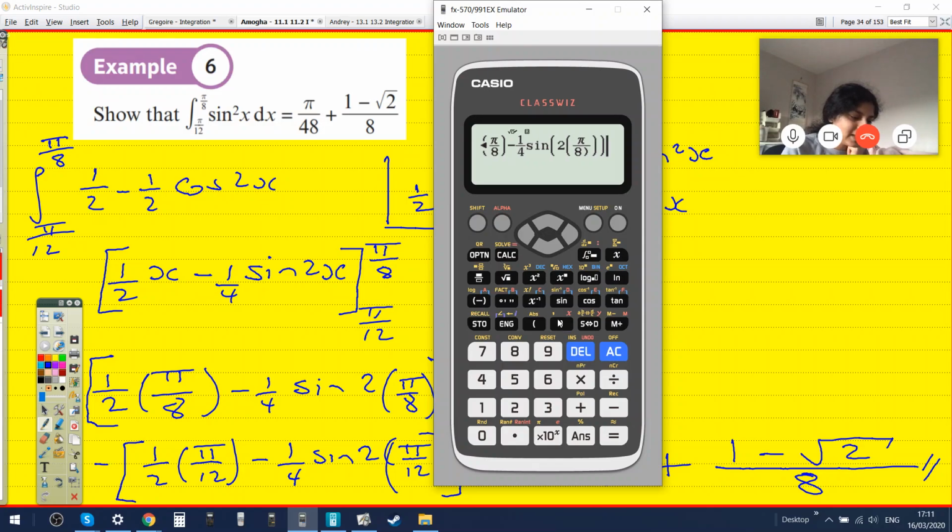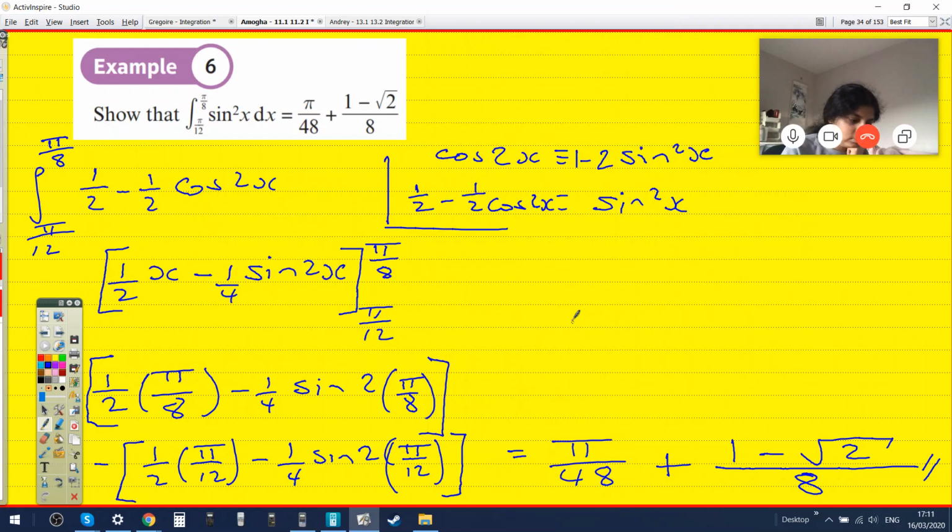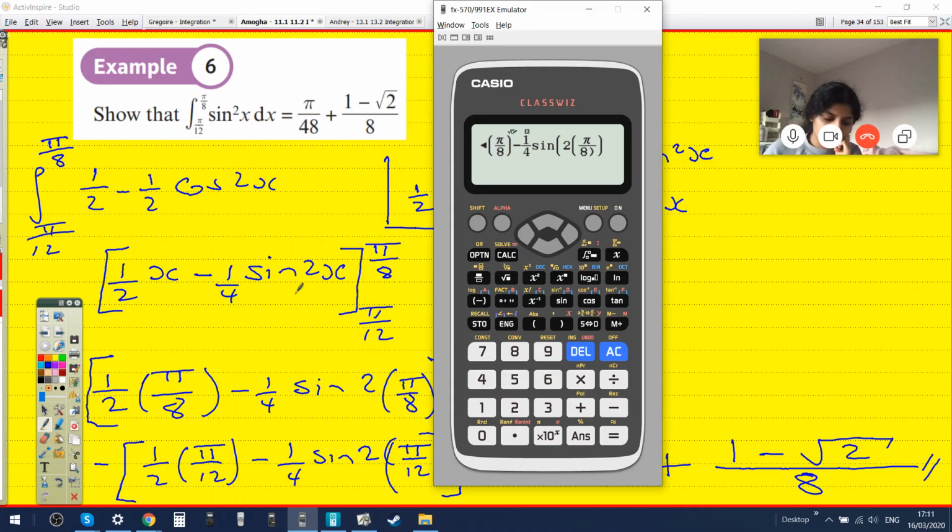Mine's giving me a decimal. So what you might need to do is do them separately to get an exact answer. So that's what I'm thinking. You'd have to probably do 1, 2, 3, 4 things separately, and then do the things that end up with pi. Hold on, I don't think I need the calculator. I can just do it.